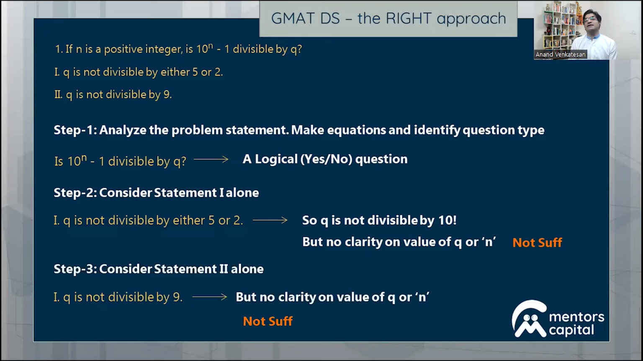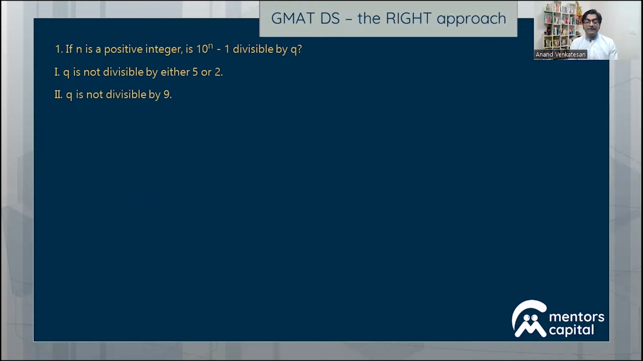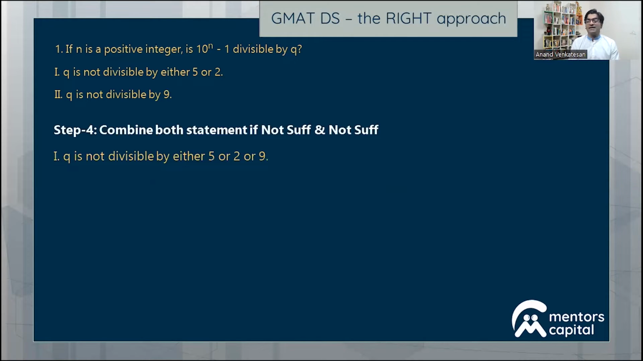Now, know that in a GMAT DS problem, once you have considered both statements individually, it's important to remember that only if you get not sufficient in the two statements should you combine both statements together, right? So in this case, I'll combine statement one and statement two, which basically means that Q is not divisible by 2, 5, or 9, or any combination of them, right?